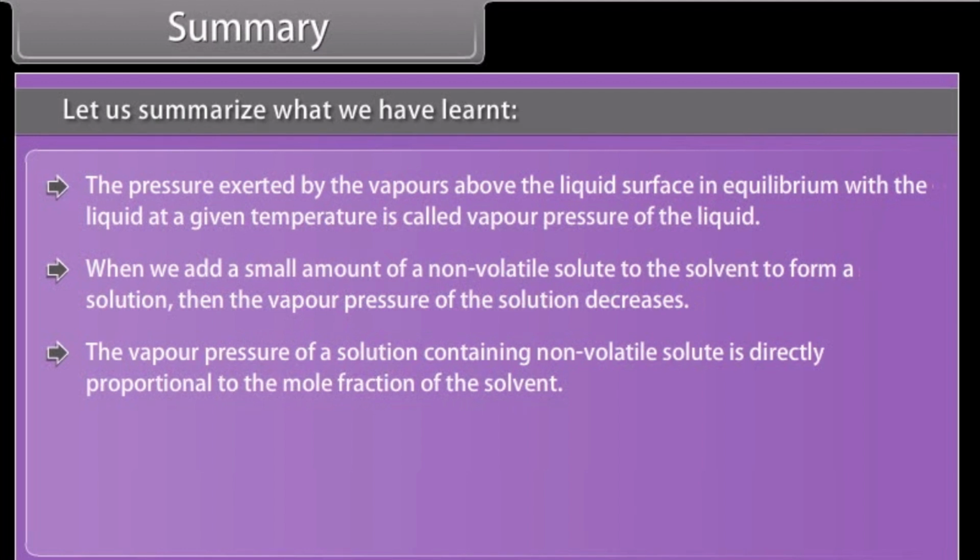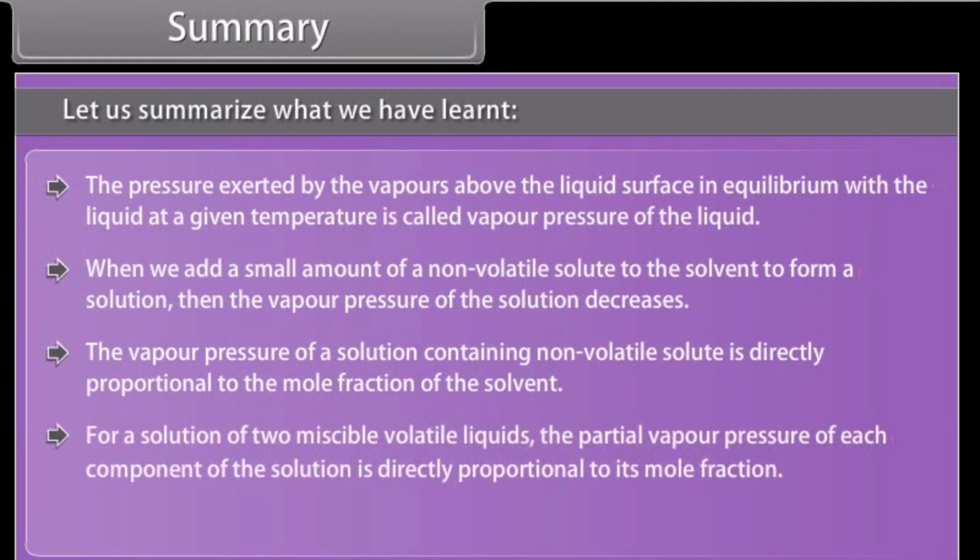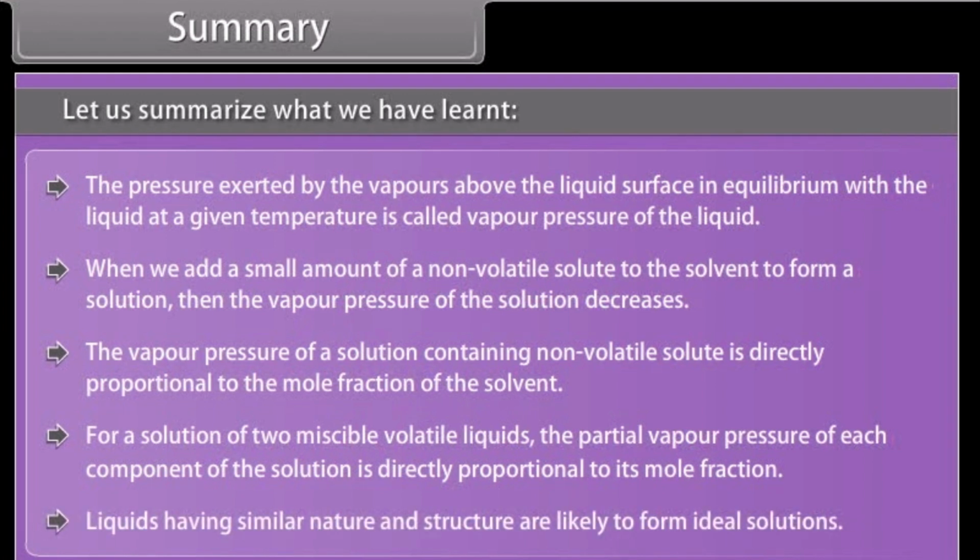The vapor pressure of a solution containing non-volatile solute is directly proportional to the mole fraction of the solvent. For a solution of two miscible volatile liquids, the partial vapor pressure of each component of the solution is directly proportional to its mole fraction. Liquids having similar nature and structure are likely to form ideal solutions.